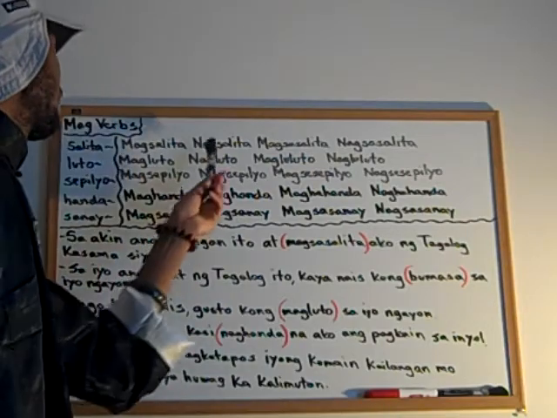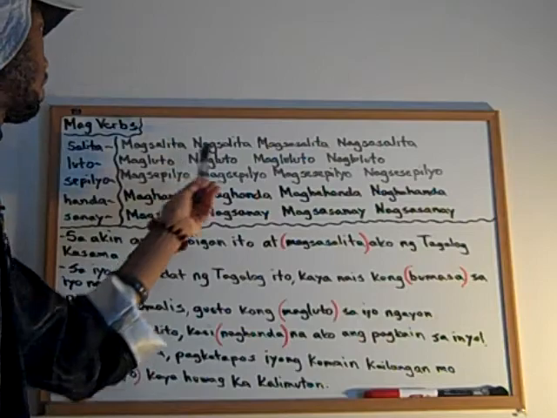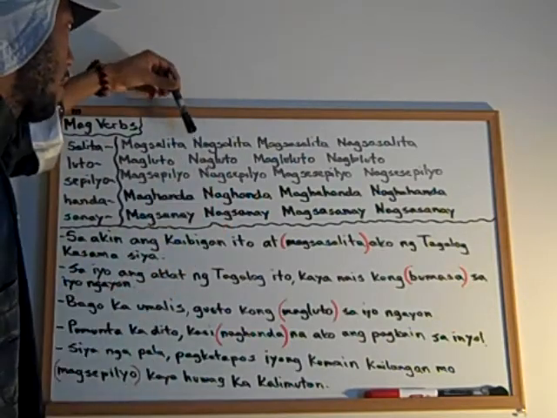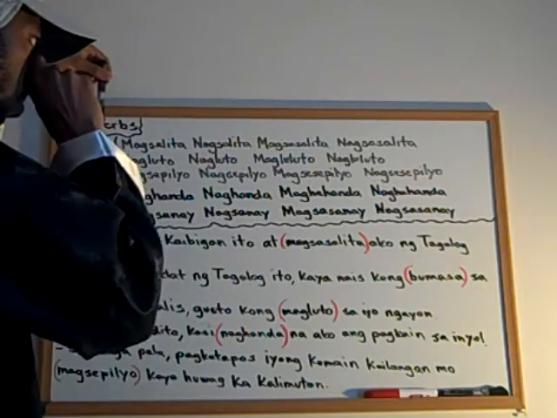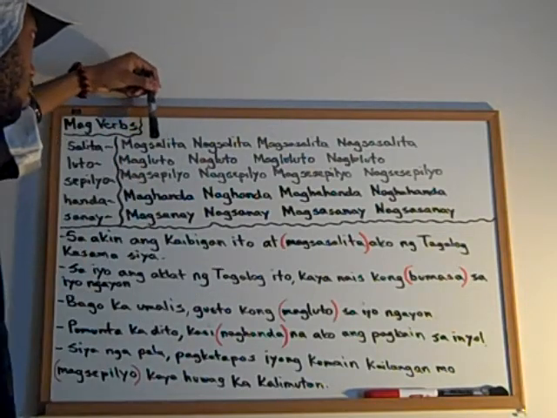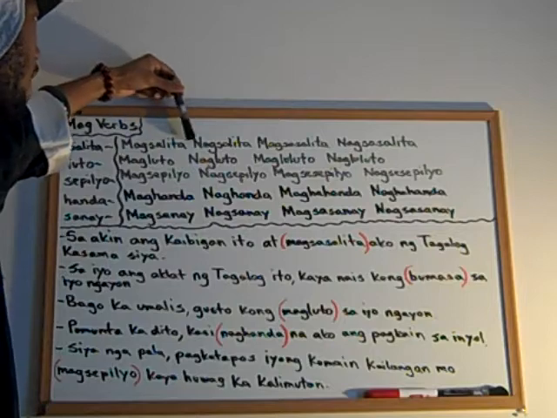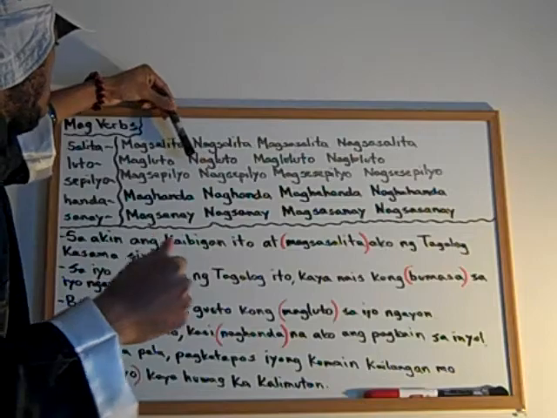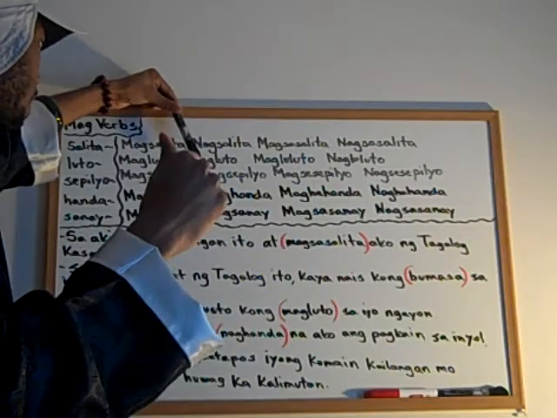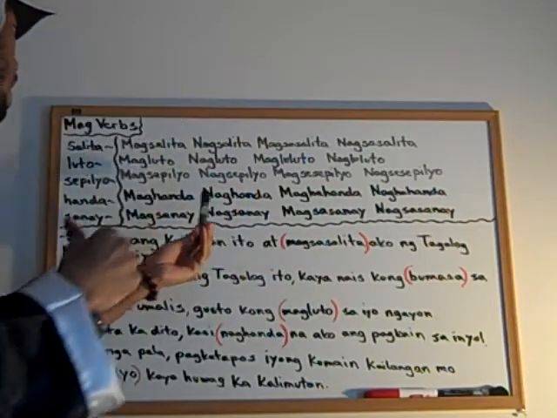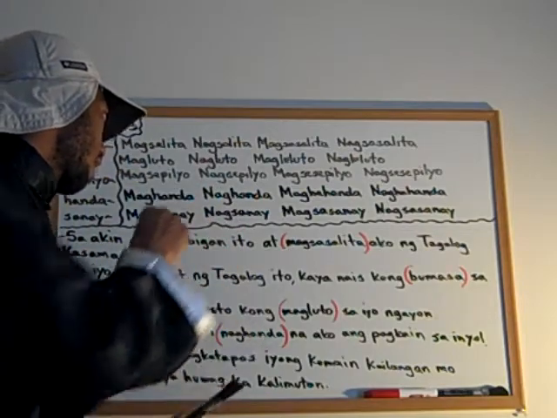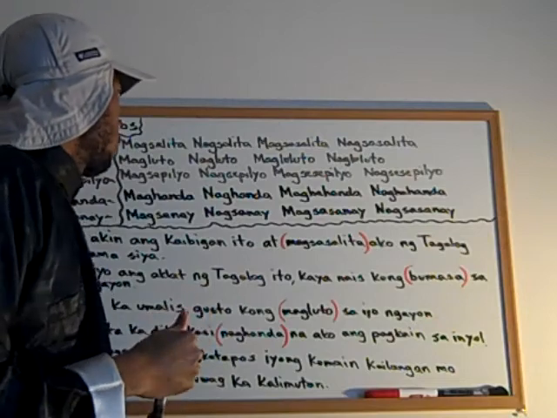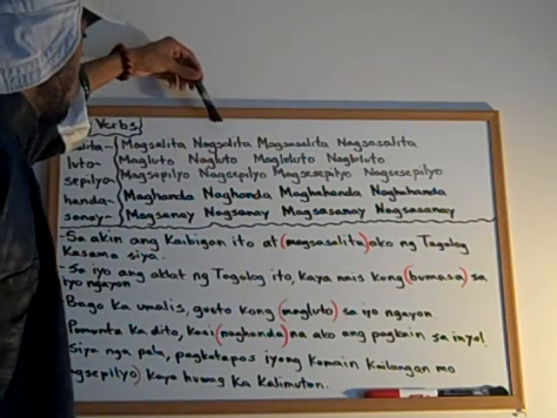Okay, now nagsalita, all the nags. Now this is past. When you want to turn the mags into the past, it becomes nagsalita. So you're going to turn mag into nag and still use the salita. Okay? So nagsalita, you spoke. Nagluto, you cooked. Nagsepilio, you brushed your teeth. Naghanda, you prepared. Nagsanay, you practiced. Okay? That's that.